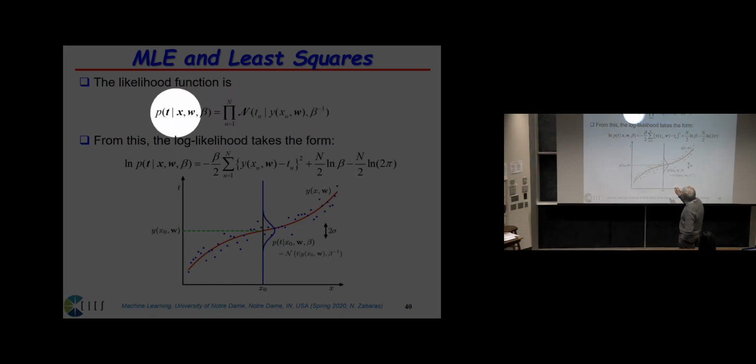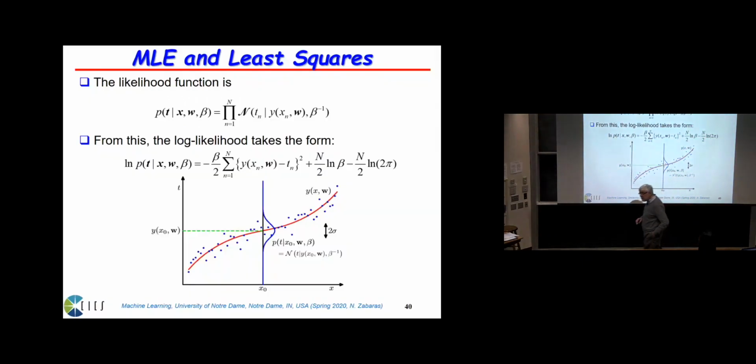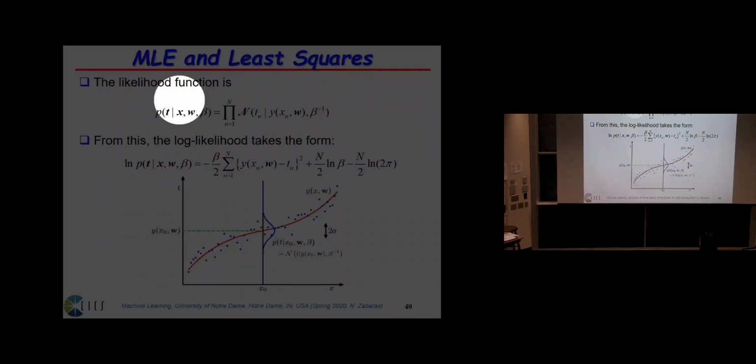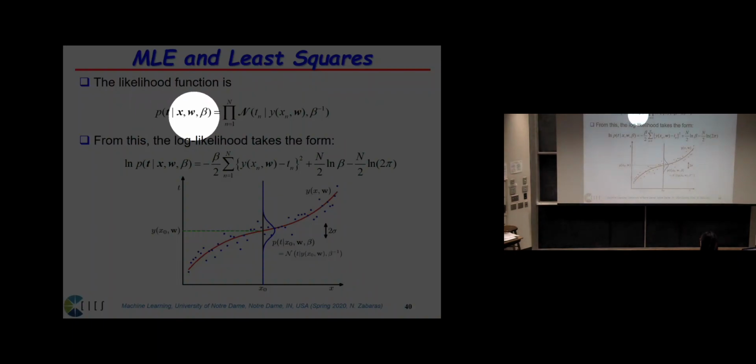Now, is it important to actually write this precisely like this? The answer is yes. Because at the end of the day, when you start doing calculations, people need to understand: is W a condition? Is W integrated out, or is beta integrated out? So you need to actually be very precise.